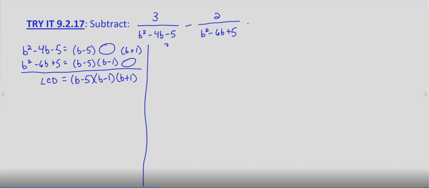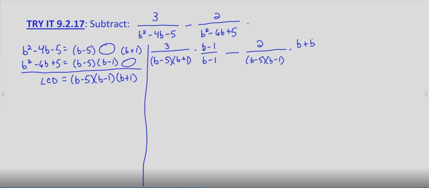So we have 3 over b minus 5 times b plus 1. And what is it missing? It's missing the b minus 1. So we multiply b minus 1 over b minus 1. And that's minus, we have 2 over b minus 5 times b minus 1. So what is it missing? It's missing b plus 1. So we multiply both the numerator and denominator by b plus 1.